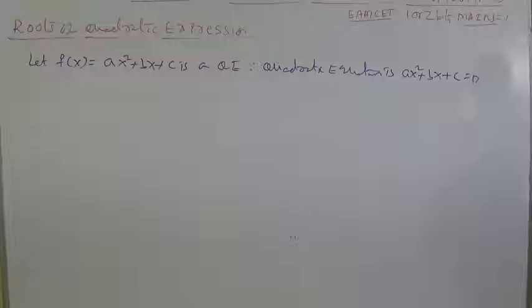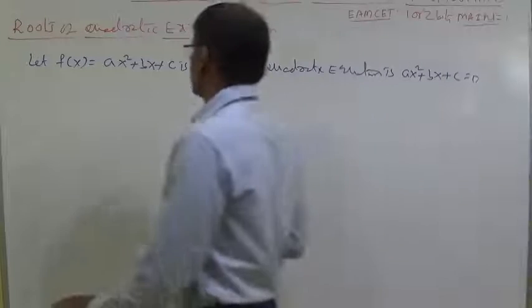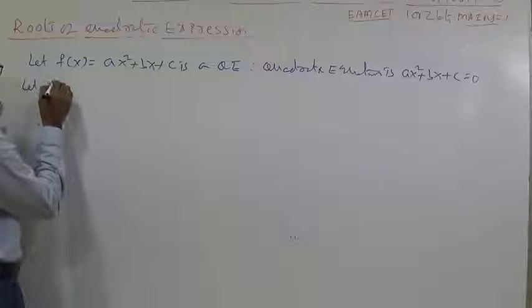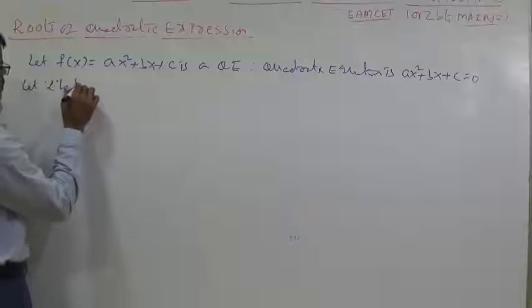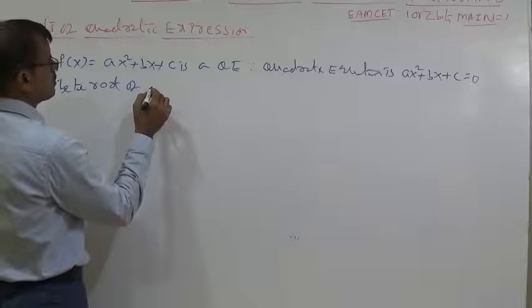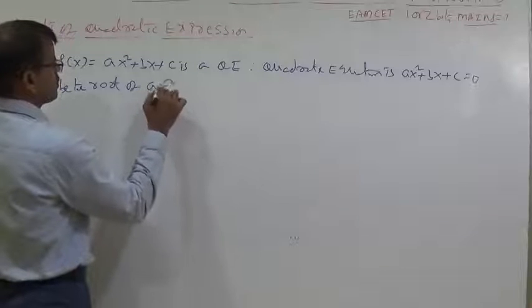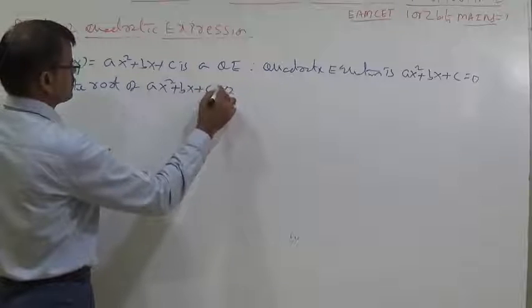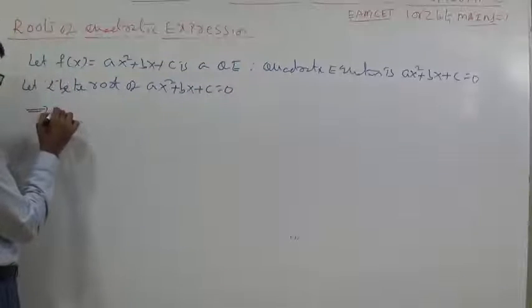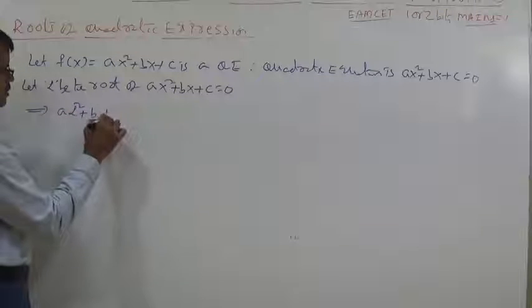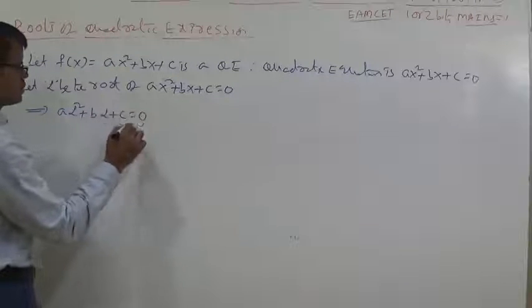So whenever ax square plus bx plus c is equal to 0, then we can understand that if alpha is a root, let alpha be the root of the expression ax square plus bx plus c is equal to 0. That implies you can write here a alpha square plus b alpha plus c equal to 0.